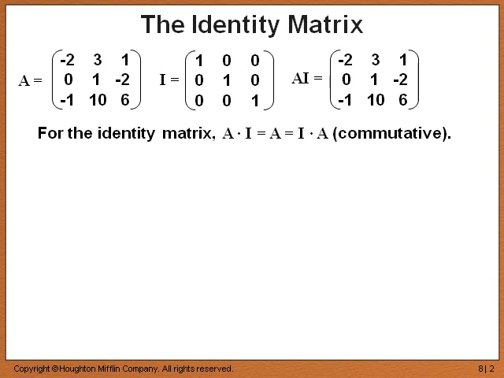Alright, so that's the identity matrix. For the identity matrix, A times I equals A, and that equals I times A. Matrix multiplication is commutative for the identity matrix because it has the same dimensions. We're always talking about matrices that are square.